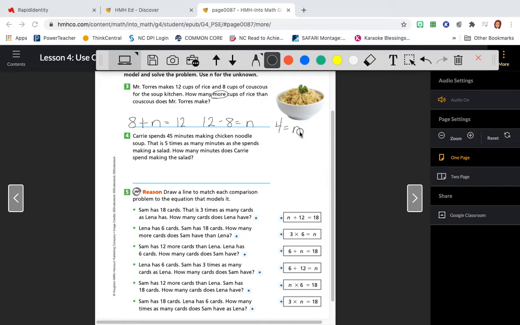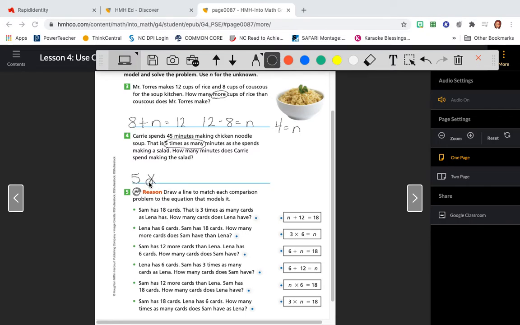Alright, number 4. Carrie spends 45 minutes making chicken noodle soup. That is 5 times as many minutes as she spends making a salad. How many minutes does Carrie spend making the salad? Let's look at our key words. 5 times as many, so we know we're multiplying. So now let's take our information that we have. We know she had 5 times as many minutes spent making a salad.